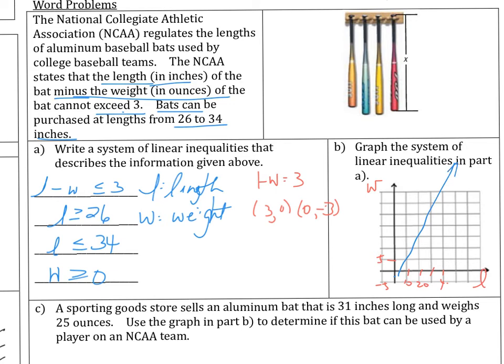And I have to shade this to the left because the 0, 0 test is true. 0 is less than or equal to 3. And we have to ignore the other part of this, the bottom part of this graph, because we only want to deal with the positive part.